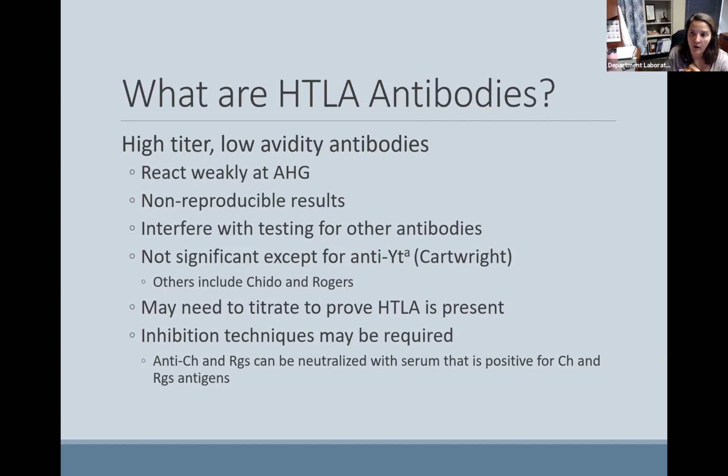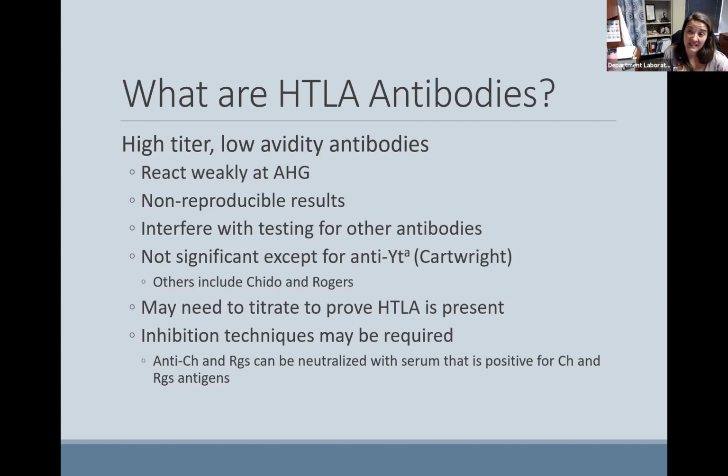And I will say, when I was in blood bank, we had a patient that we suspected had Chido-Rogers. Again, these antigens are not routinely included on your antigram. If you look at your panel and flip it over, the back will list which rare antigens are present, and Chido-Rogers is one of those listed on the back.